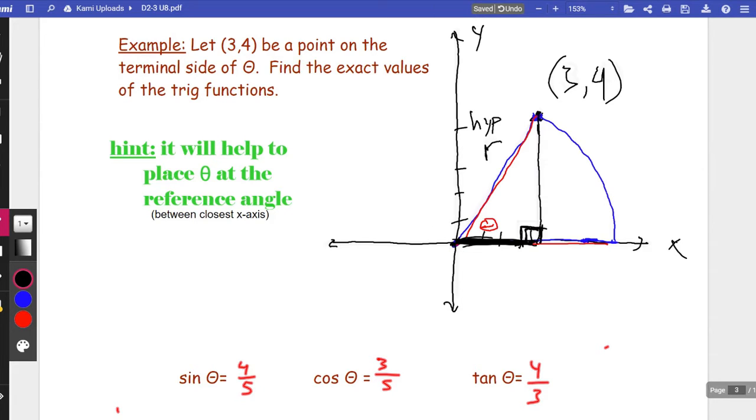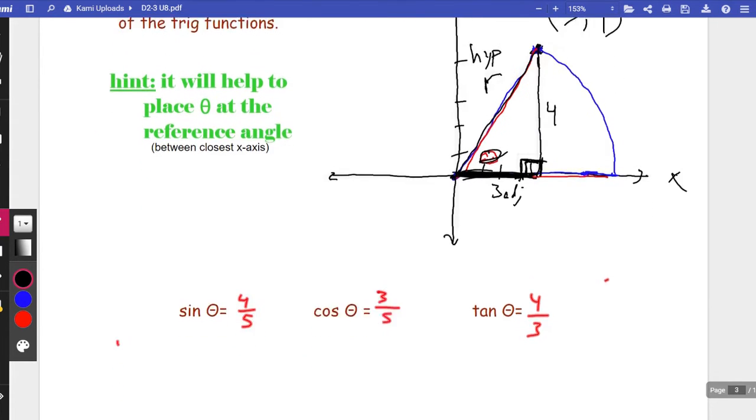Here's what we know about this triangle. This is 3 units. This was 4 units. So if I wanted to do cosine, let's say, I would say, here's theta. Cosine of theta is adjacent over hypotenuse. So you would say this is 3 over r. I don't know the length of this.